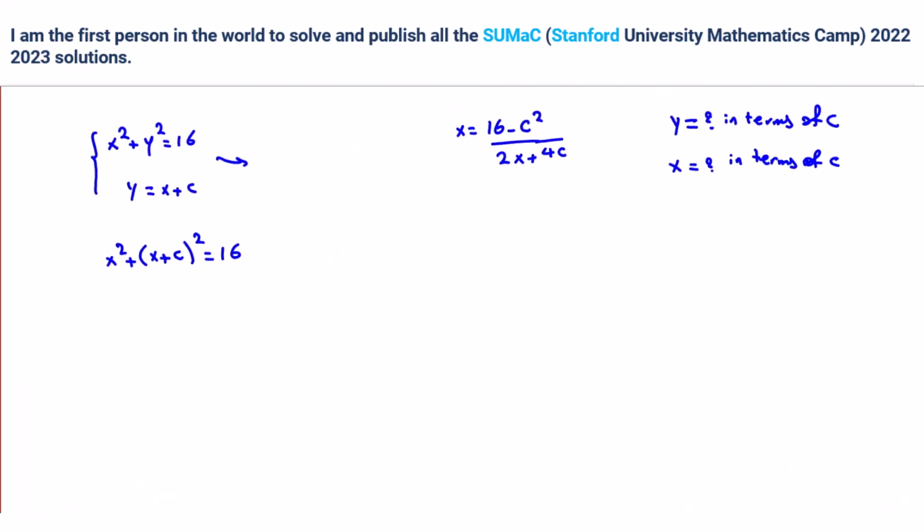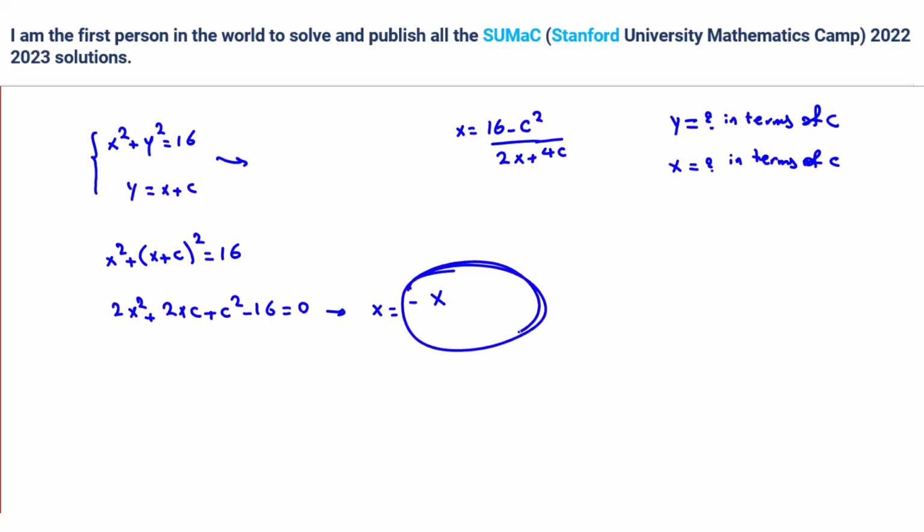x squared plus (x plus c) squared, okay, equals 2x squared plus 2xc plus c squared minus 16 equals 0, right? Yeah. So what's x equal to? x equals minus (x plus c) squared. No, look, you shouldn't say x again. When you use the quadratic formula, you are saying x again here. You shouldn't say x here.